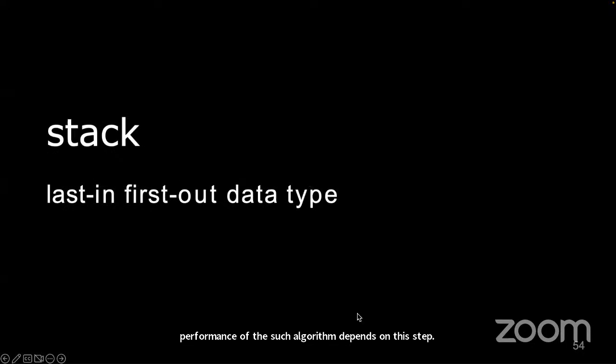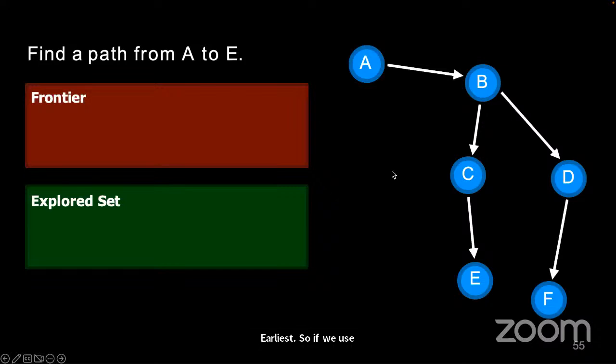So one possible implementation of the frontier is a stack data structure, which is known as a last in first out data type. In this data structure, the data which comes last will be removed earliest. So if we use a stack as the frontier, we see that the performance of the algorithm will be in this way. Now we see that there is the frontier and the explored set.